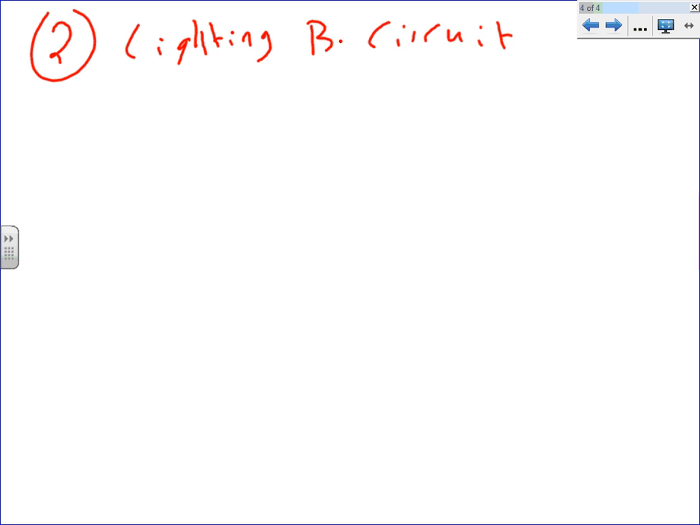Okay, the second one is lighting. I'm going to do an example about lighting: lighting, branch circuit. For this, again, we're still in number 2, continuous load. Lighting is continuous load in a commercial building, so get used to it. Lighting is a commercial load.